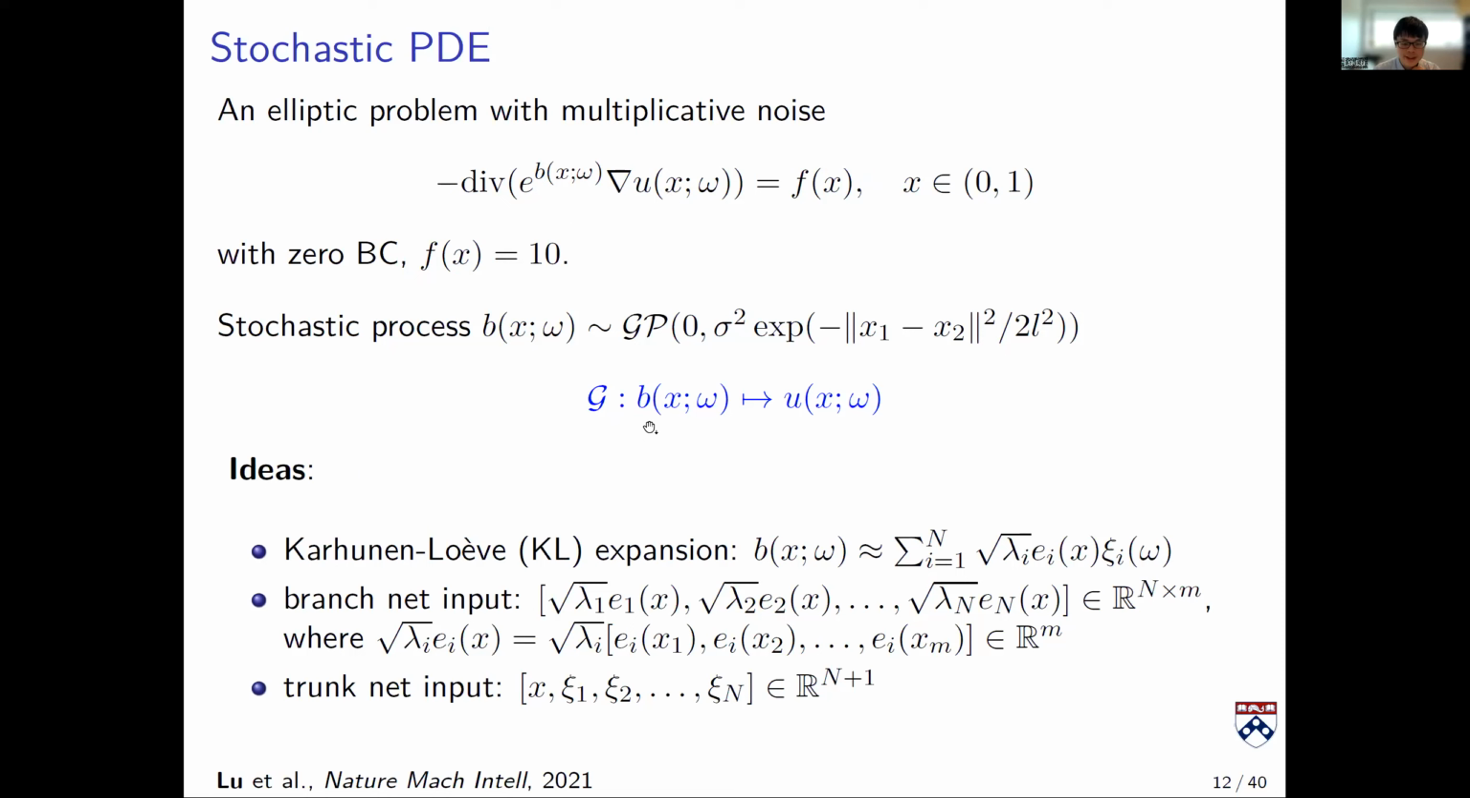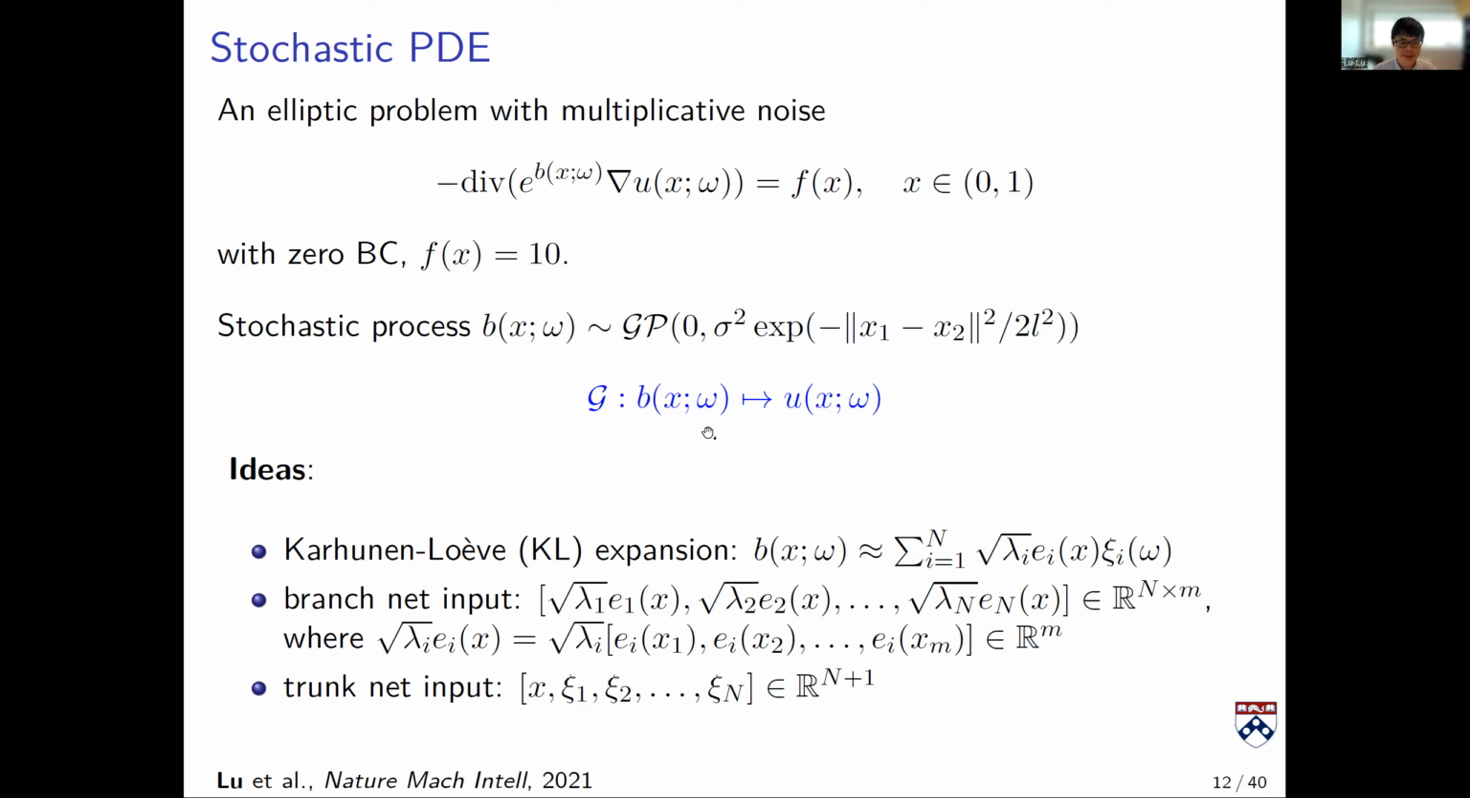Now we try to learn the mapping G from B to the solution U, so a mapping from one stochastic process to another stochastic process. This is even more difficult than a mapping from functions to functions. Basically, we go one step further. So the theory of operator learning is not valid here, or we don't have a theory yet, but here we try to see numerically what the accuracy is.